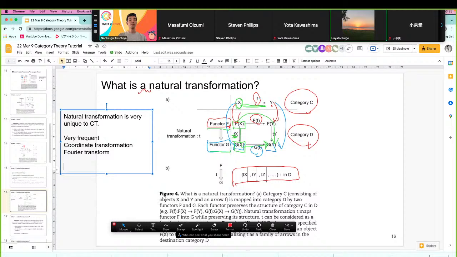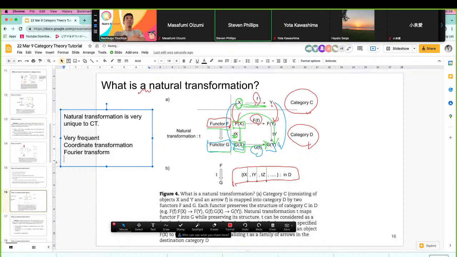So, looking from a retrospective perspective, there are many, many natural transformations in mathematics, but it was first found in the development of category theory, in 1945. Yeah. Steve, do you want to add anything?